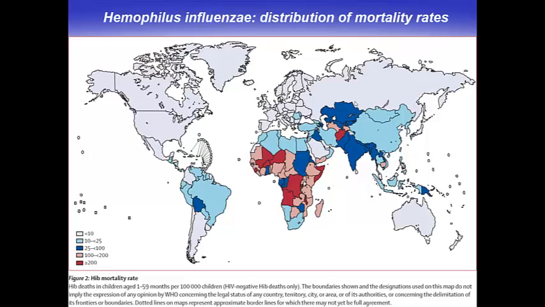Here is a global picture of Haemophilus influenza type B mortality rates in the world. And you can see that with vaccine programs, the rates in North America and Europe are quite low, less than 10 per 100,000 children. Now, in areas where there is no Haemophilus influenza type B vaccine program, like in sub-Saharan Africa, you can see that the rates of disease are higher.